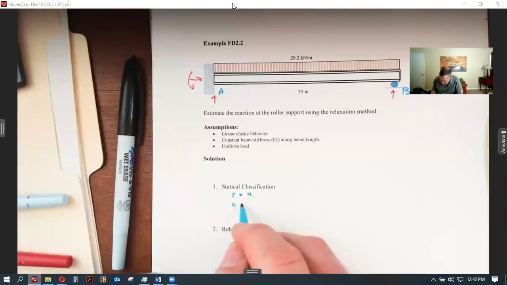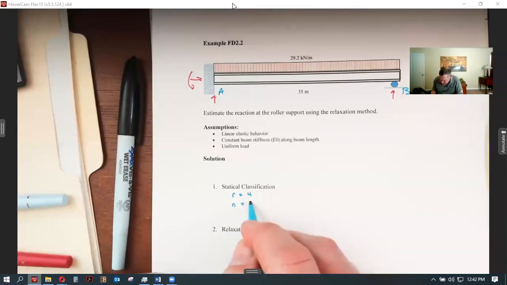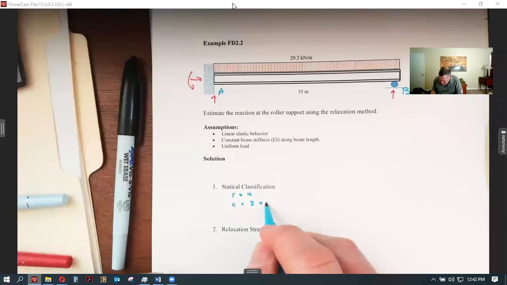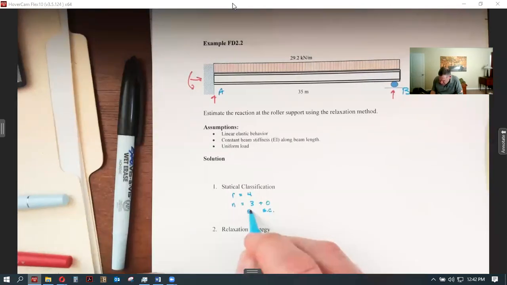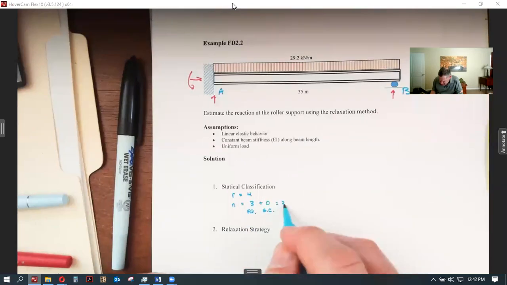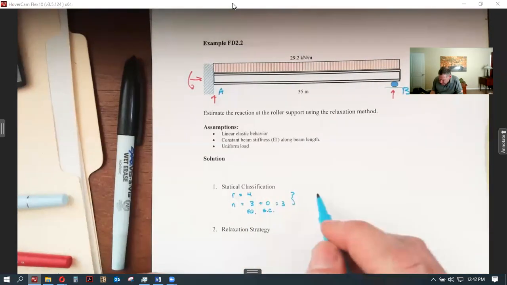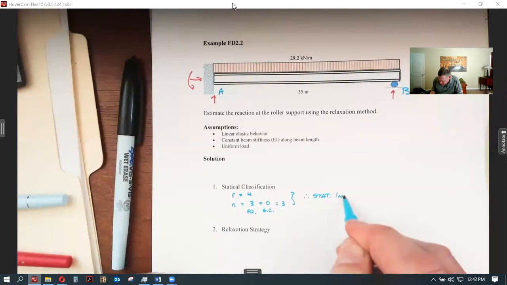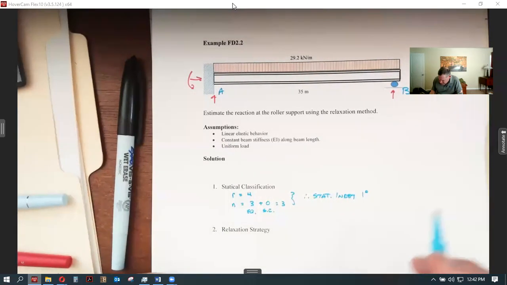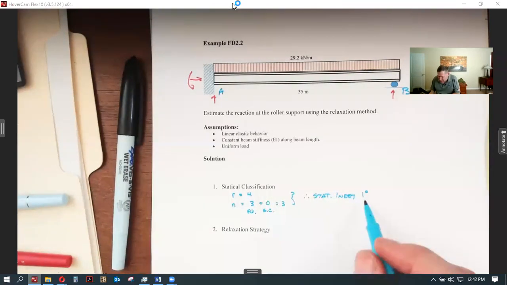We have 2 dimensions, so we have 3 equations of equilibrium plus no special conditions. So our total number of equations is 3, and 4 is greater than 3 by 1, so therefore we're at a statically indeterminate to the first degree type of situation. One redundant reaction is what we have.